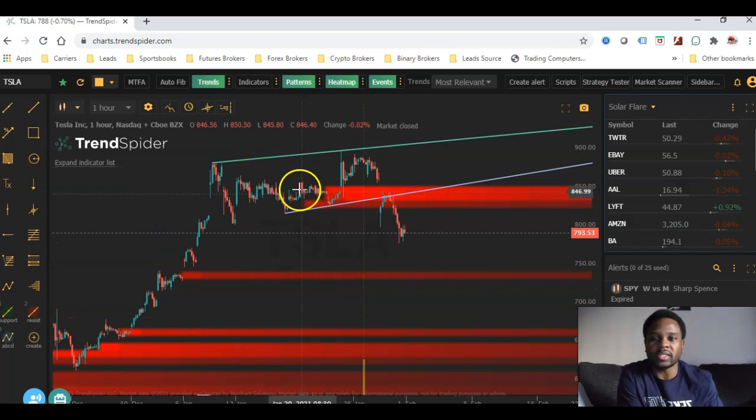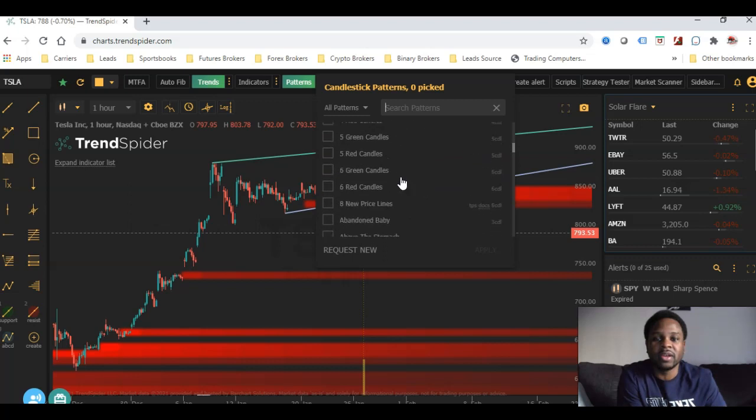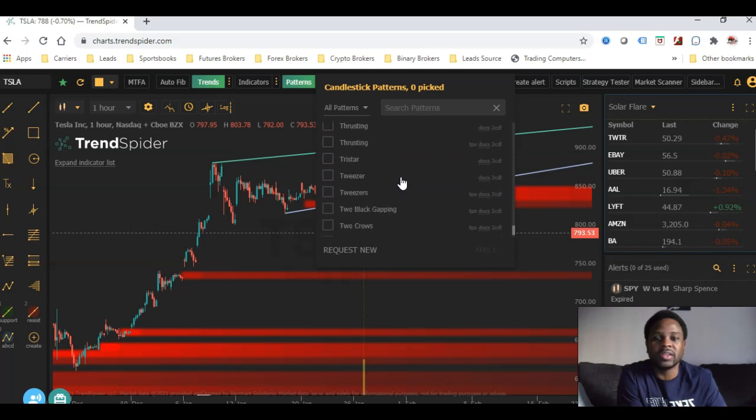Patterns. Patterns is going to be something where, I haven't seen any charting software do this, and you can pretty much set up any type of pattern that you want. You've got anything from doji stars, engulfing candles, gapping up dojis, three soldiers, shooting stars, you name it.